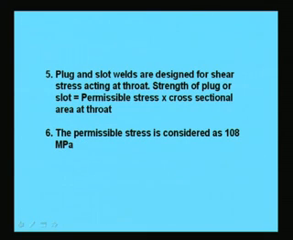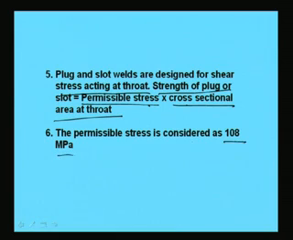Other things are that plug and slot welds are designed for shear stress acting at the throat. So, the strength of a plug or slot weld will be the permissible stress into the cross-sectional area at the throat, and the permissible stress is considered as 108 MPa. So, this is how we design a plug weld or slot weld. What are the bases of design? We have to find the restrictions given by the code, and from that find the specifications: the distances D and D1, the width or diameter of the plug weld, and the spacing of the welds, that means the spacing between two slots.